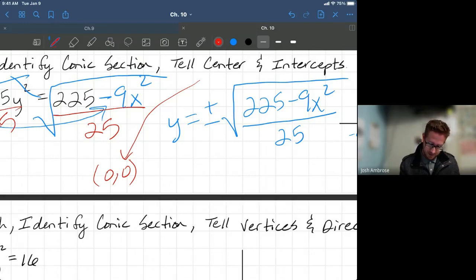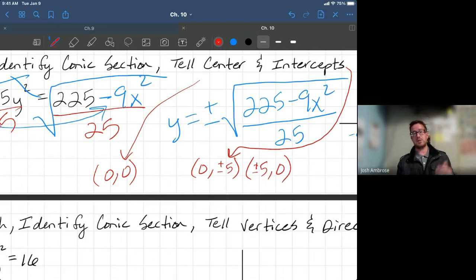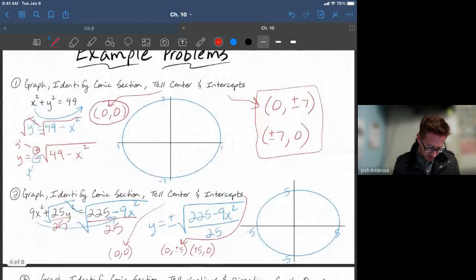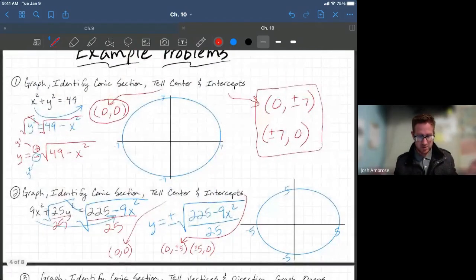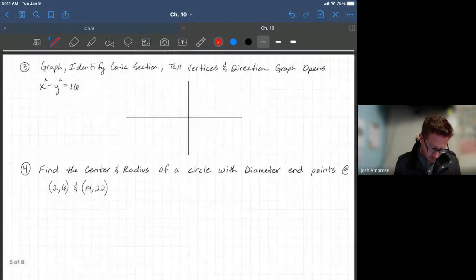All right, and then the intercepts, we'll put them down here. You're going to get a 0, plus and minus 5, and then a plus and minus 5 with the 0 there. So those are your intercepts. There's your center of the circle. Okay. All right. So that's example problems 1 and 2 right there on the screen, so you can kind of see it, look at it. All of that worked out there for you. We've got 2 more to go.